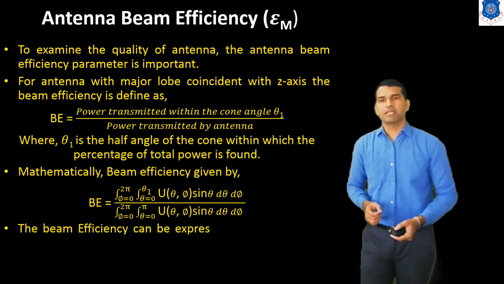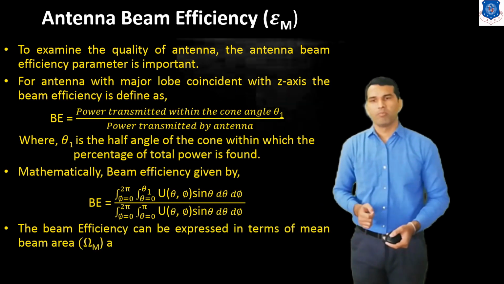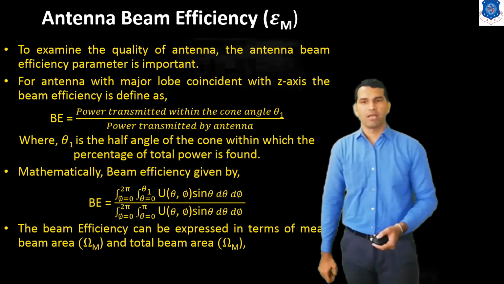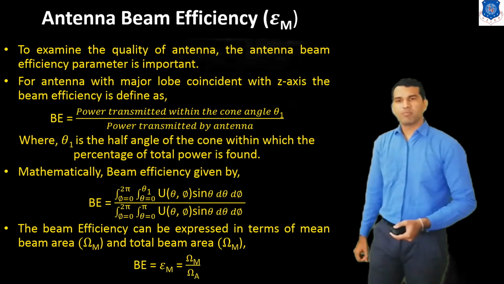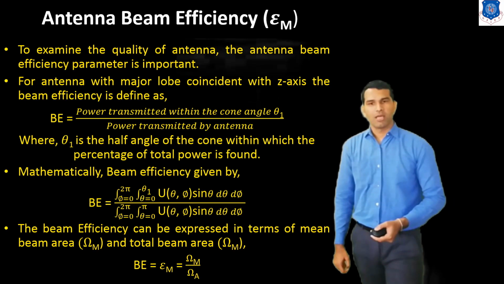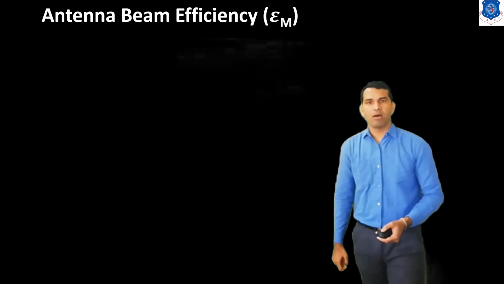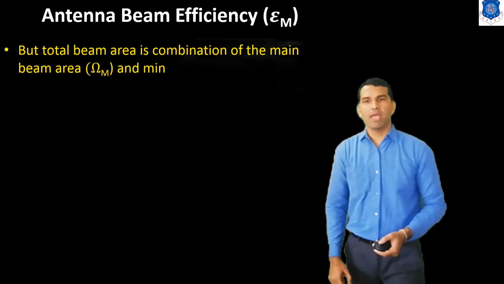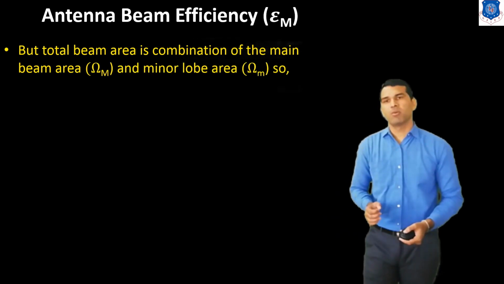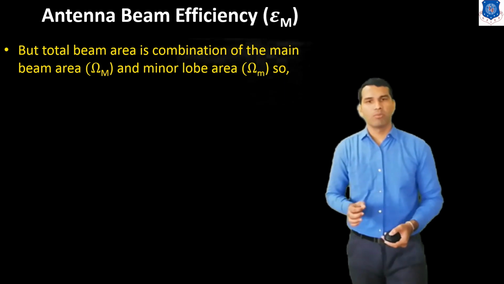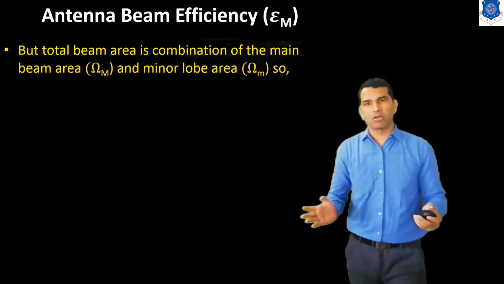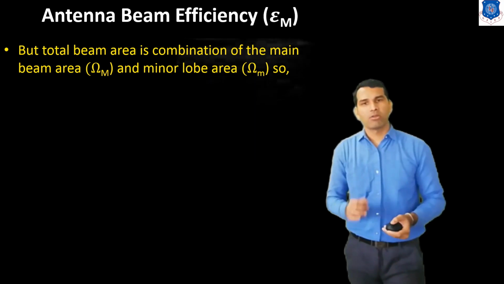So the beam efficiency can be expressed in terms of the main beam area and the total beam area. We can write the beam efficiency BE, which is eta m, as Omega m upon Omega A. Now, the total beam area is a combination of the main beam area and the minor beam area.